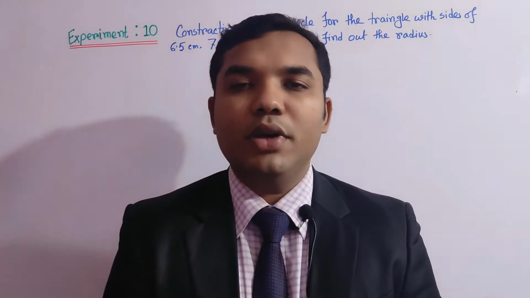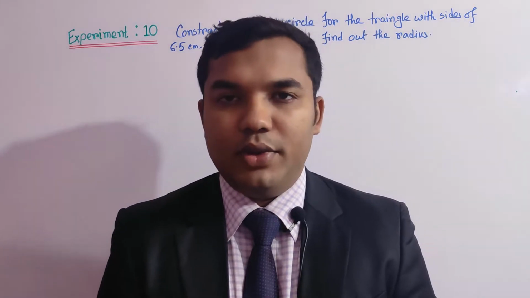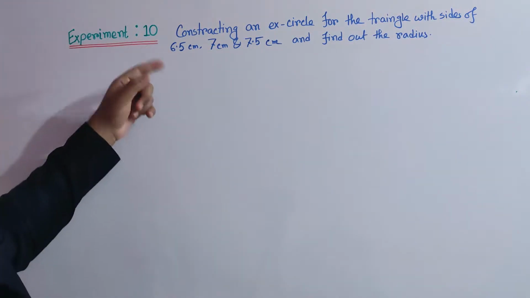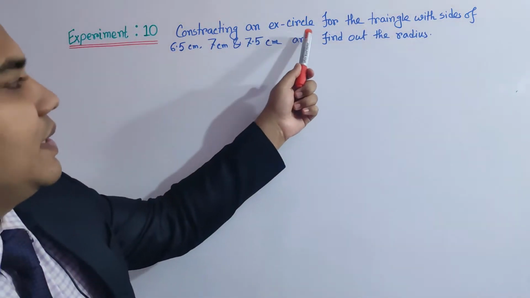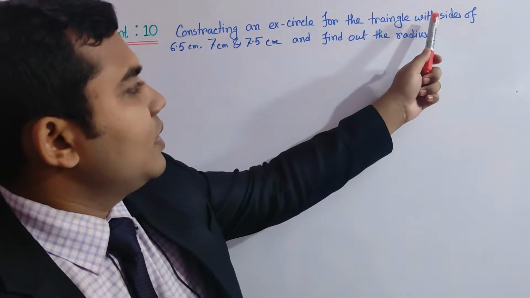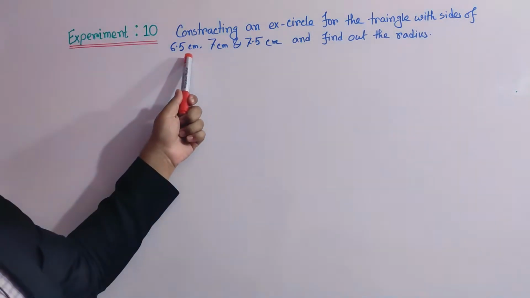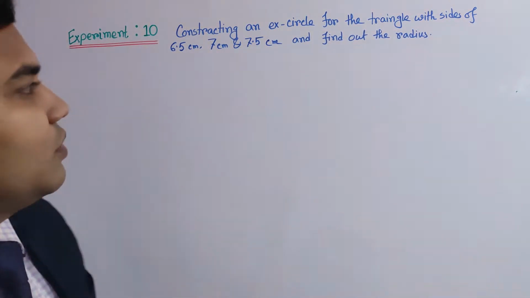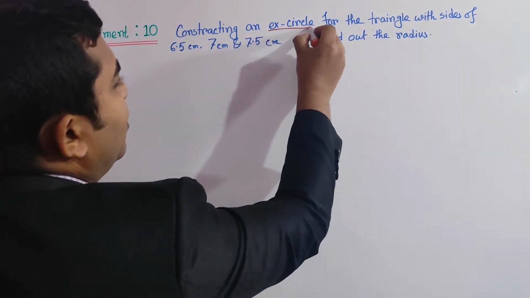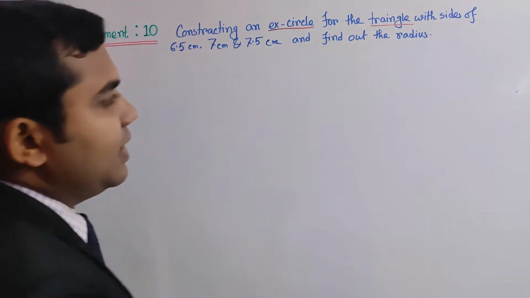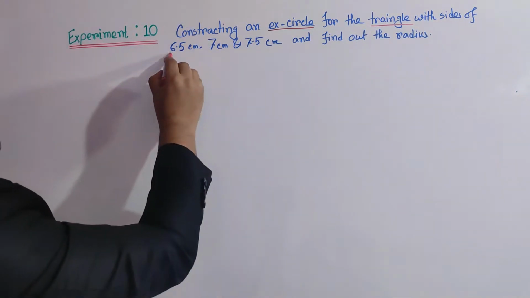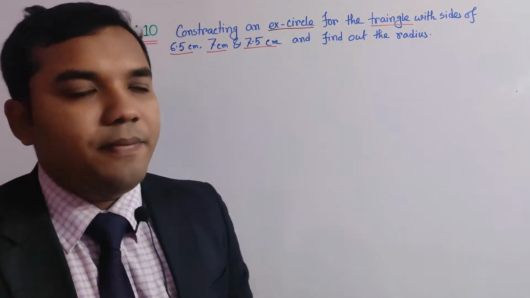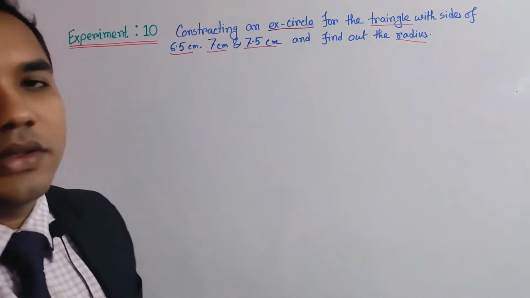So dear students, according to our lesson plan, we are going for a practical today, and today our lecture topic is experiment number 10. Experiment number 10 says: construct an ex-circle for the triangle with the sides of 6.5 centimeter, 7 centimeter and 7.5 centimeter, and find out the radius. So what we need to find? We need to draw an ex-circle of a triangle with sides 6.5 centimeter, 7 centimeter and 7.5 centimeter, and find out the radius too.